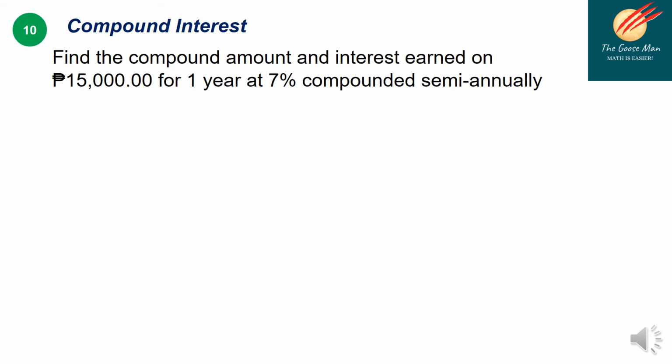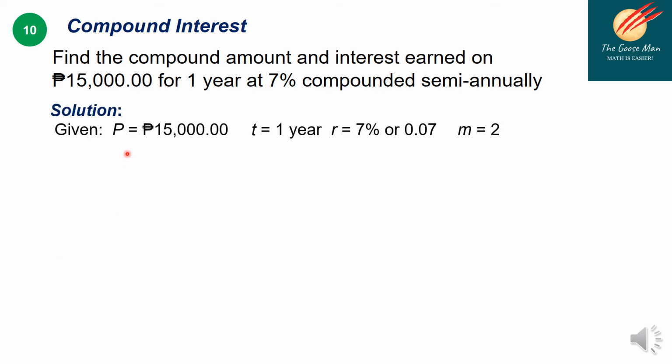Let us consider this example on compound interest. Find the compound amount and the interest earned on 15,000 pesos for 1 year at 7% compounded semi-annually. So let's identify first the given. The present value is equal to 15,000 pesos. The time is equal to 1 year. The rate or the annual interest is 7% and our conversion is equal to 2 because it was mentioned here, it is compounded semi-annually.